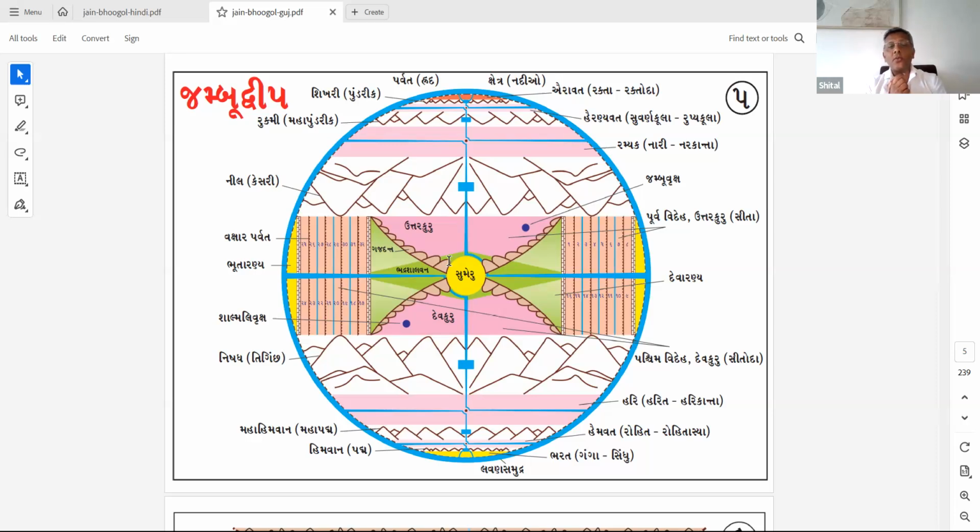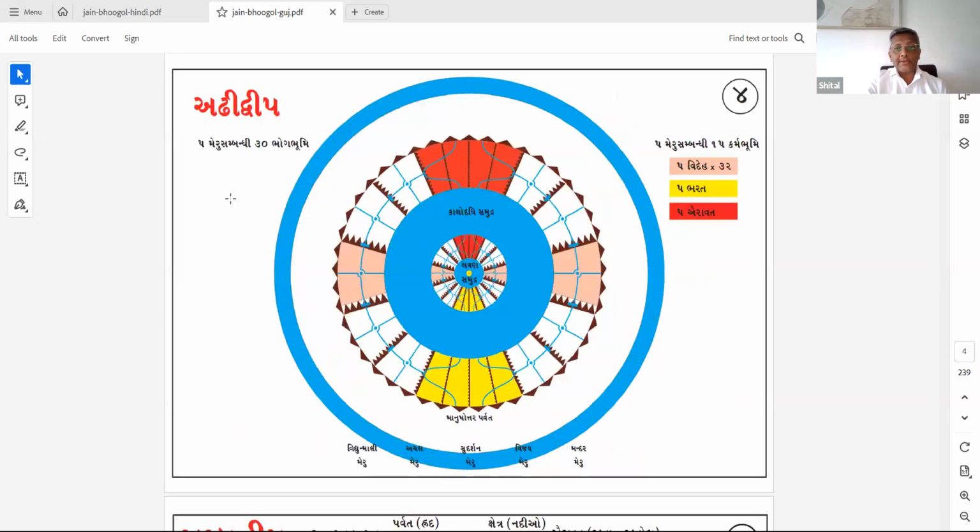For the five Merus, how many Nagris? One Meru has 32. So how many does five Meru have? How many Nagris? 160 Nagaris. 160 Nagaris, very good. So each Meru has 160 Nagaris. So if I take you here, so this has 100, this has 160, 32 Nagaris.